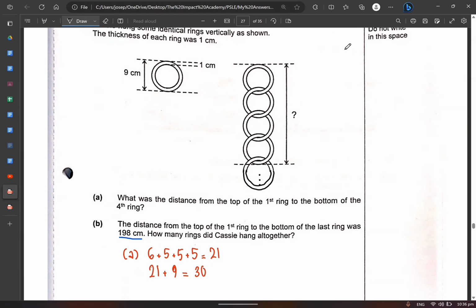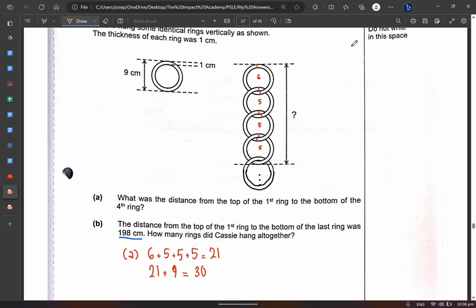Now we have identified the odd one out. The odd one out is the last ring, not the whole last ring, but certain parts of the last ring. So what are we going to do? I'm going to find out what is the same over here. So just now we know that this is 1, this is 6, 1, 1, 5, 1, 1, 5, 1, 1, 5, so on and so forth.